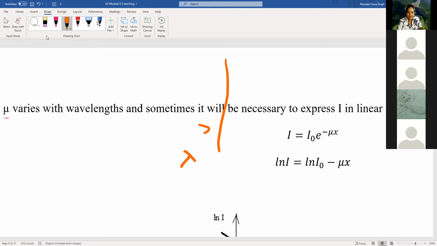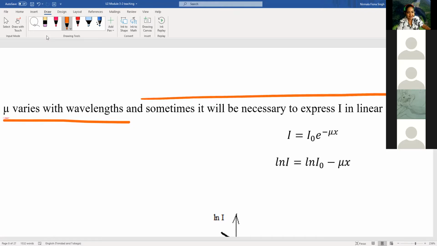To determine mu is complex. You're not supposed to know it right now at all. Even into university level, I don't think we even touched mu for more than one half of a session. So mu varies with wavelength and is sometimes necessary to express I in linear form. Of course, we have to express I in linear form. Why would we ever use curves in mathematics and physics? We use straight lines, right?